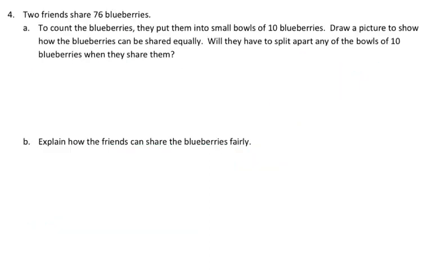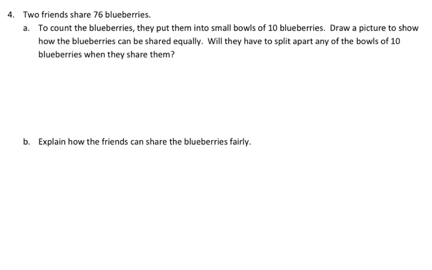So now we're going to look at question number 4. And question number 4 reads, 2 friends share 76 blueberries. Part A says, to count the blueberries, they put them in small bowls of 10 blueberries. Draw a picture to show how the blueberries can be shared equally. Will they have to split apart any of the bowls of 10 blueberries when they share them? And then B is explain how the friends can share the blueberries fairly.